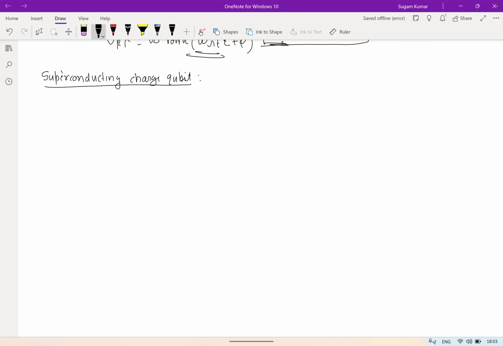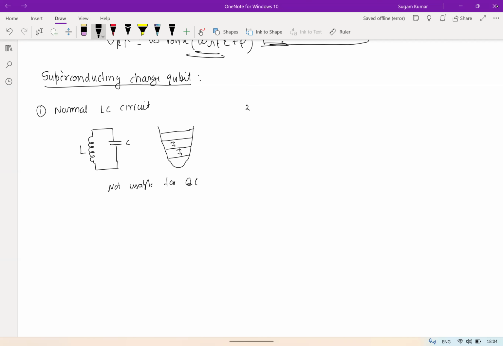If I quickly revise what we discussed: in the first situation, a normal LC circuit is nothing but just an inductor and one capacitor, everything made of superconducting material. In this case the potential is perfectly parabolic and the energy levels are equally spaced. And that is the problem. Equally spaced levels are not usable for quantum computing.